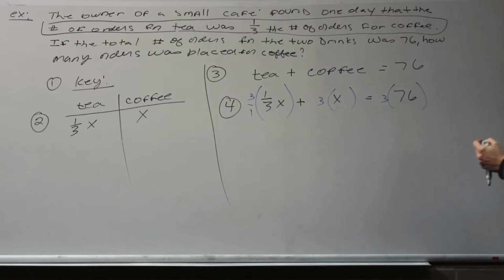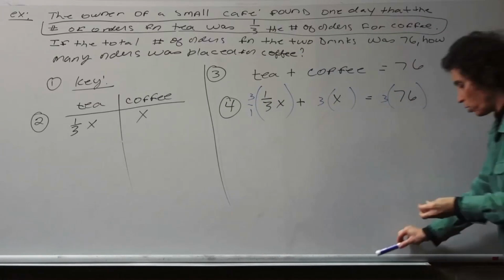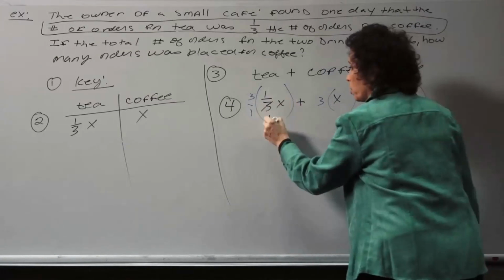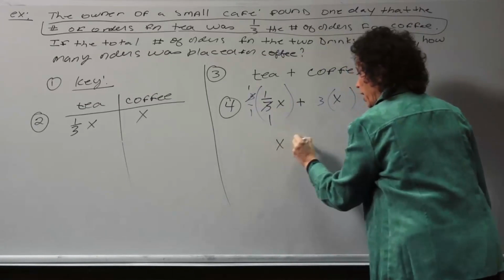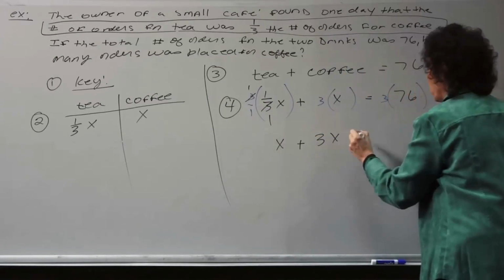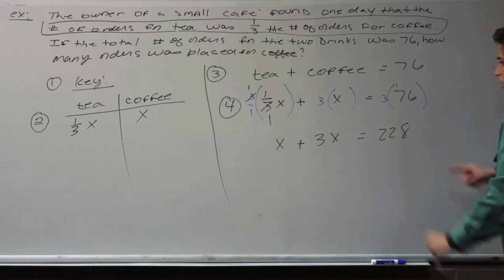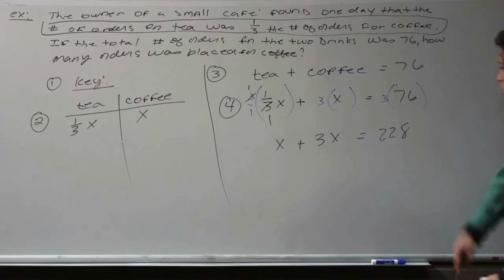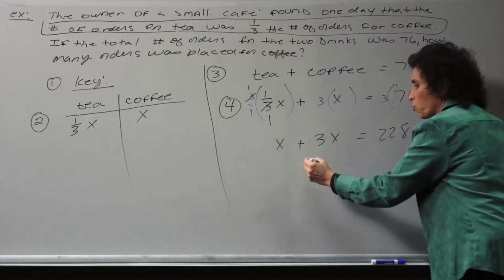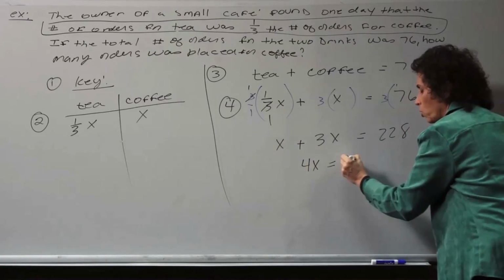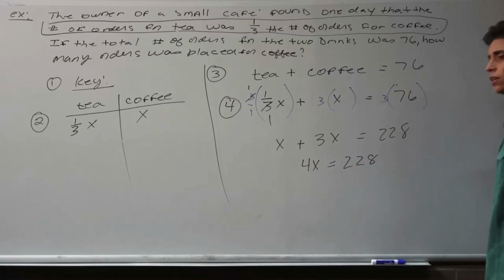I'm going to multiply everything by 3 to keep my equation in balance. And remember, we've done this before. So x plus 3x equals 76 times 3, which is 228. Let's make sure I did that right. 18, carry a 1. Yep, that looks good to me. x plus 3x is 4x, which is 228.